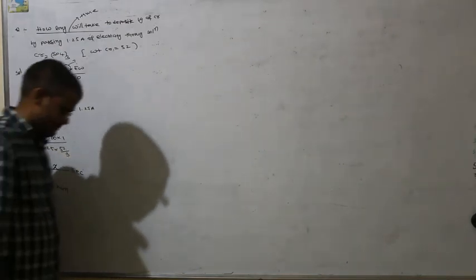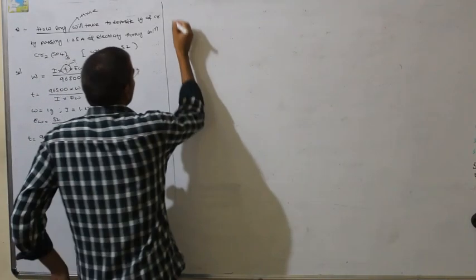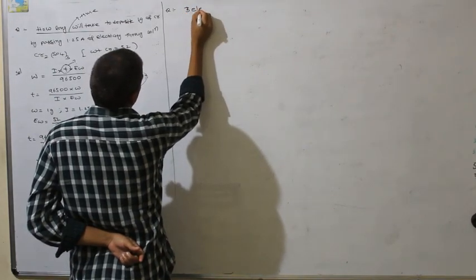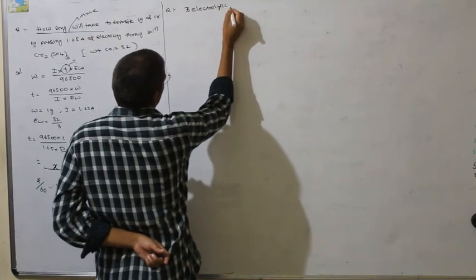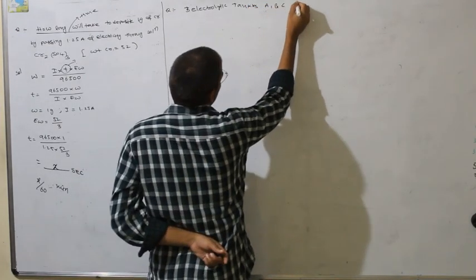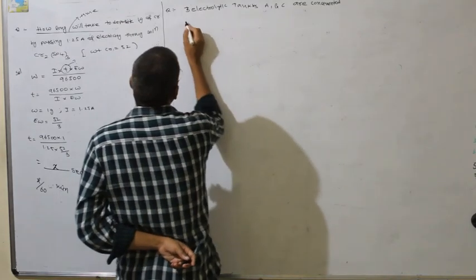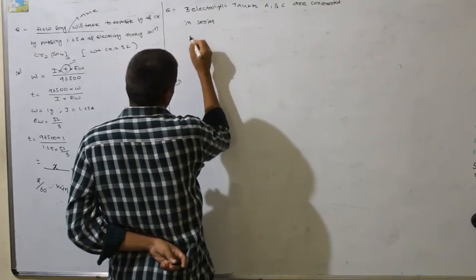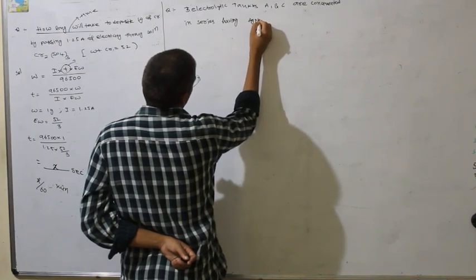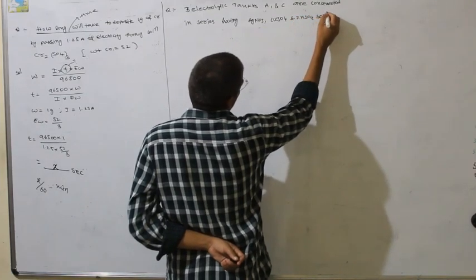Okay, this is one. In the same way, take one more question based on the second law of Faraday. 3 electrolytic tanks A, B, C are connected in series, having silver nitrate, copper sulfate and ZnSO4 solutions respectively.